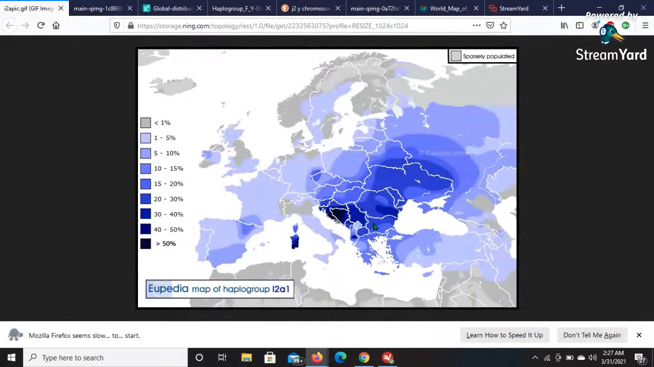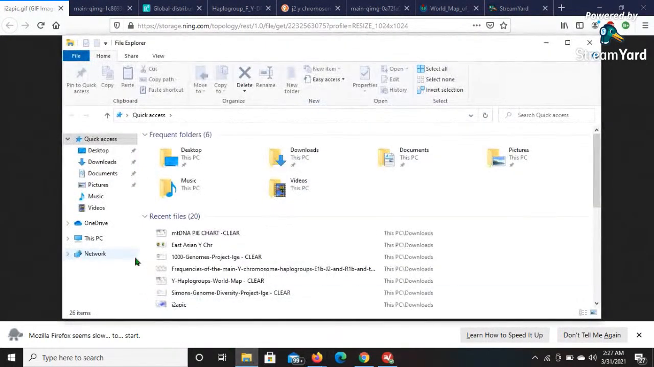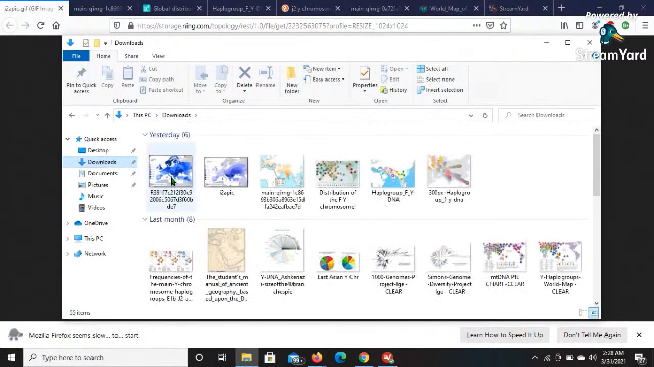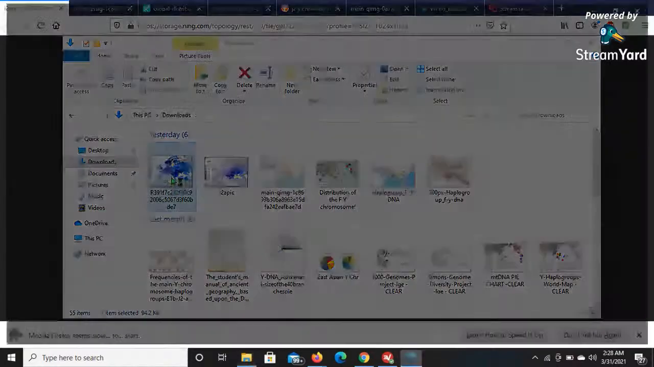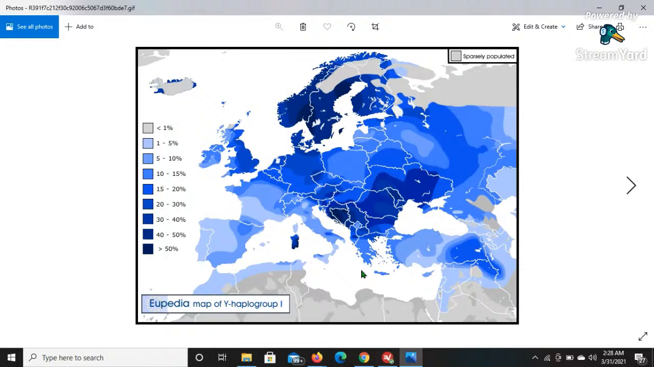And here we have the I2. And beyond that, besides that, we have the I1. The I1 would be I1 and I2, or is this just I1?